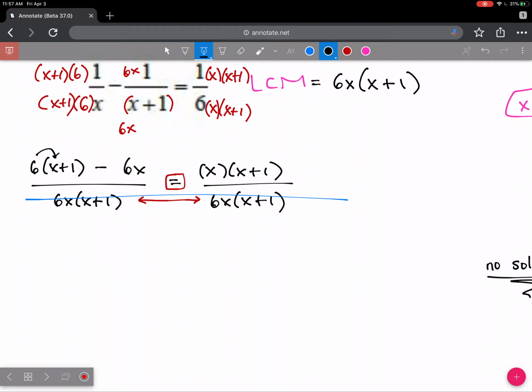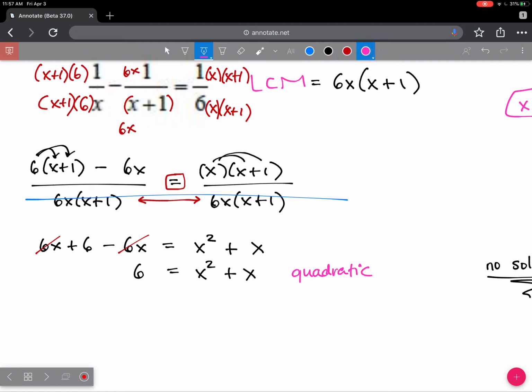So the 6 comes in. Got 6x plus 6 minus 6x equal to, now the x will distribute in, x squared plus x. Cleaning up the left-hand side, we have a 0 pair. 6x minus 6x is 0. So we have 6 equal to x squared plus x. I can't make any further simplifications, so this is a quadratic.